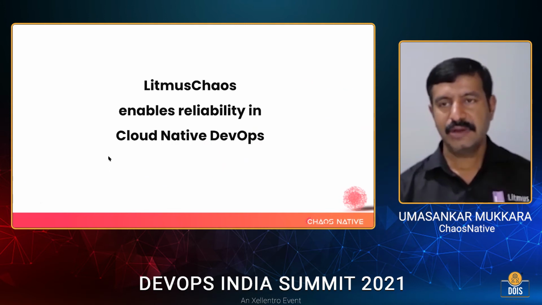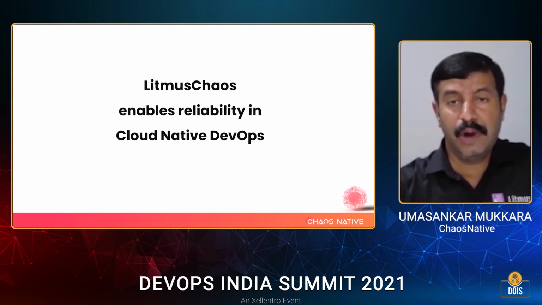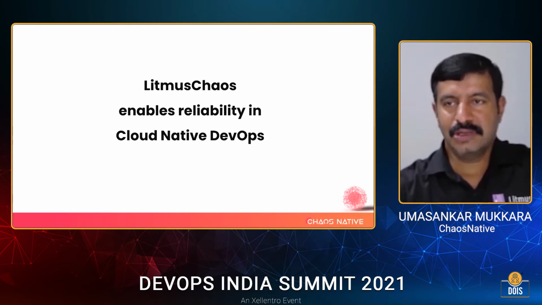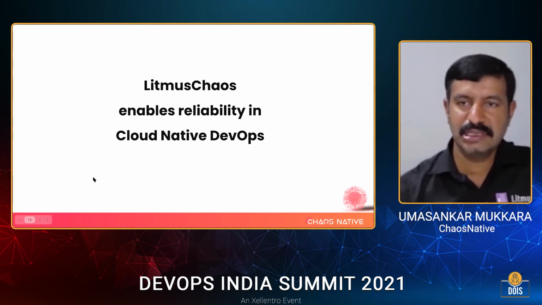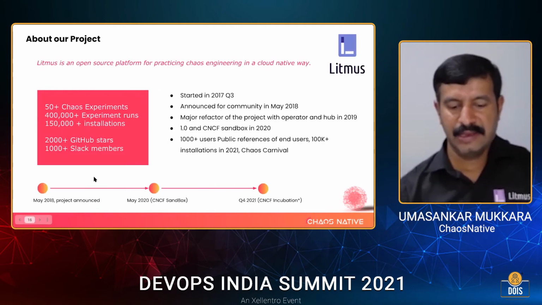So now that we talked about chaos engineering, why and how, let's talk a little bit about a real tool that helps you do chaos engineering. So in the next few minutes, I'll talk about Litmus Chaos, which is a CNCF project, originally created and sponsored by the Chaos Native team. It is basically supposed to enable reliability in a structured way in cloud native DevOps. So that's the real goal of Litmus Chaos.